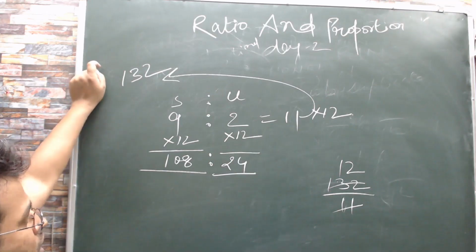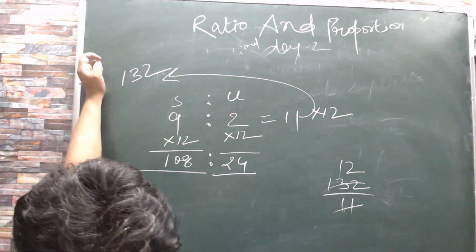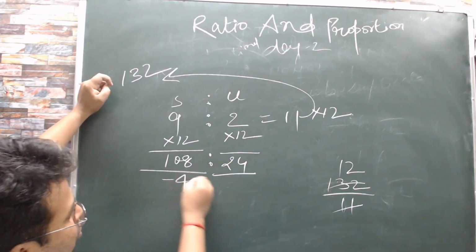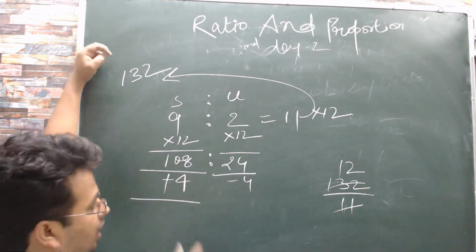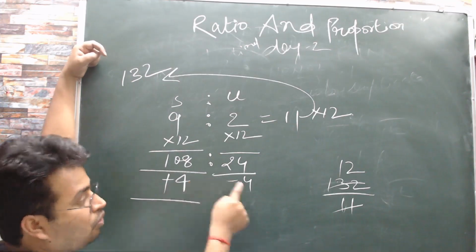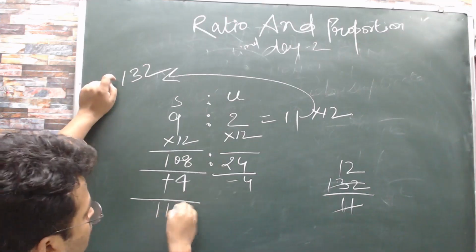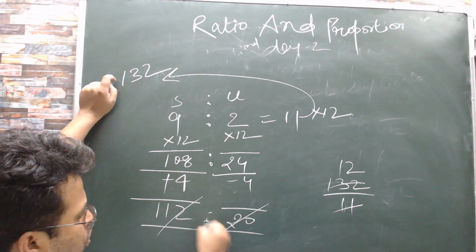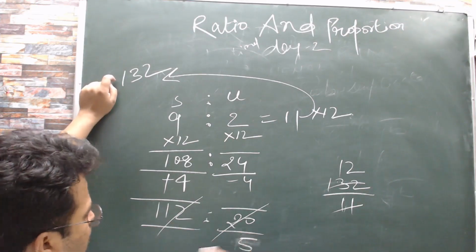Right. Now the question is saying if 4 more students passed. If 4 more students passed the examination, then 4 fewer failed in the examination. If you're adding here, you must subtract here. Listen, why? 4 more students passed, it means 4 fewer students failed. So you have 112 passed students and 20 failed students. Divide it to find the ratio.